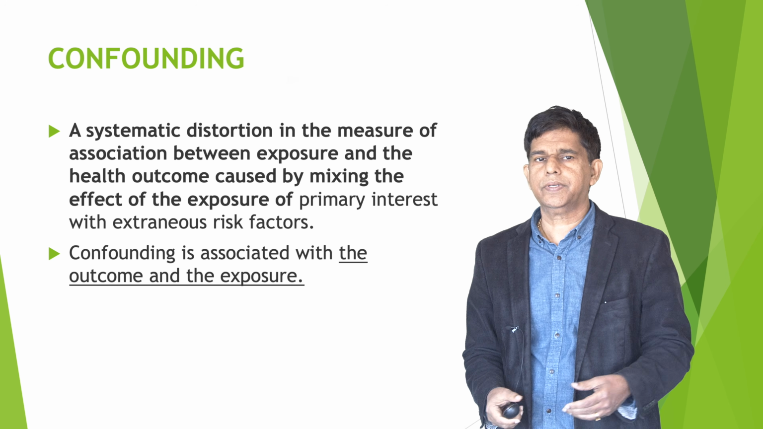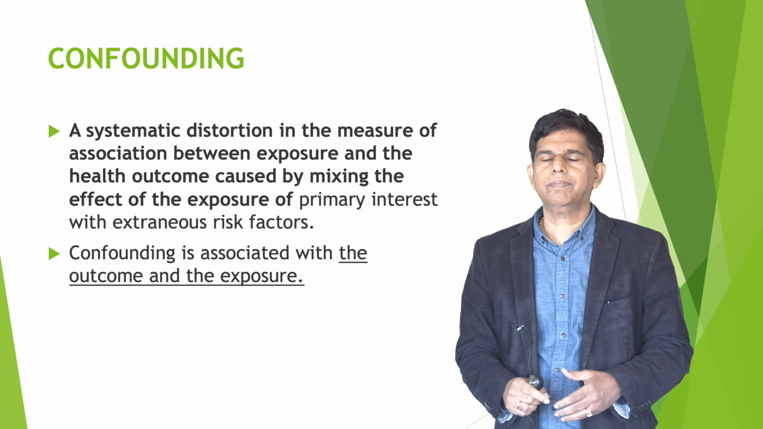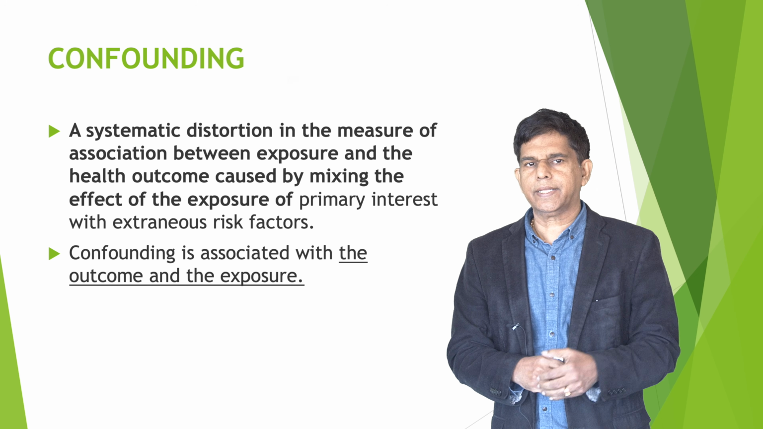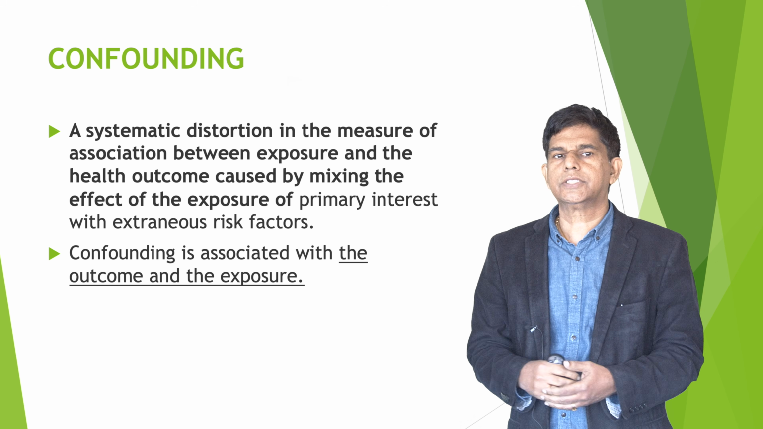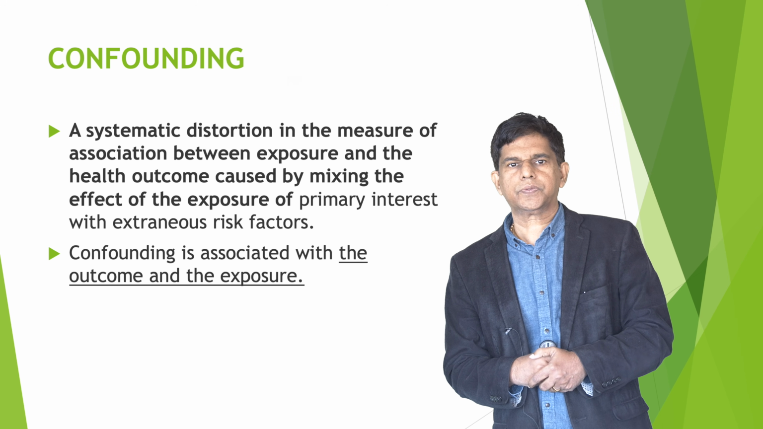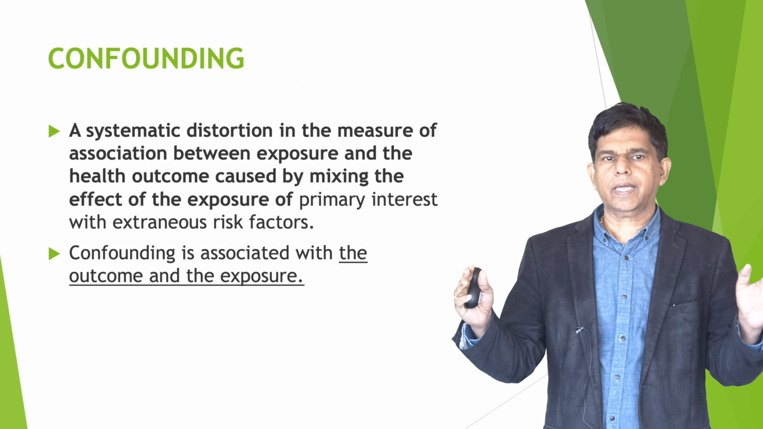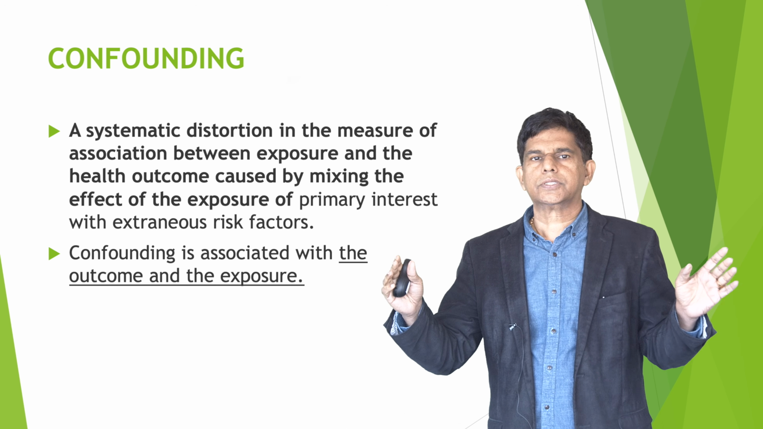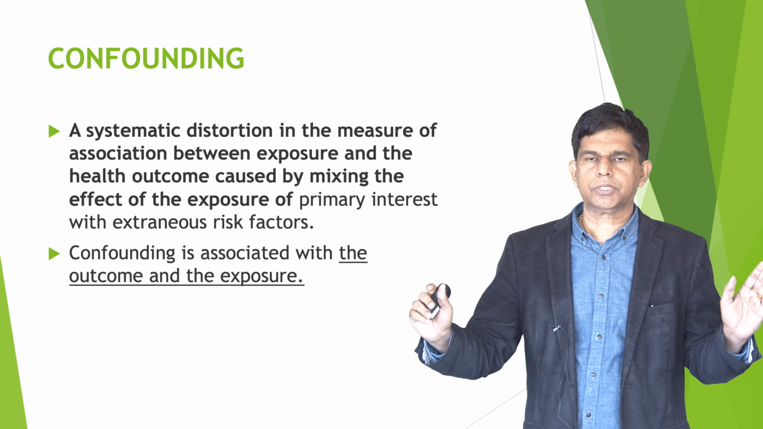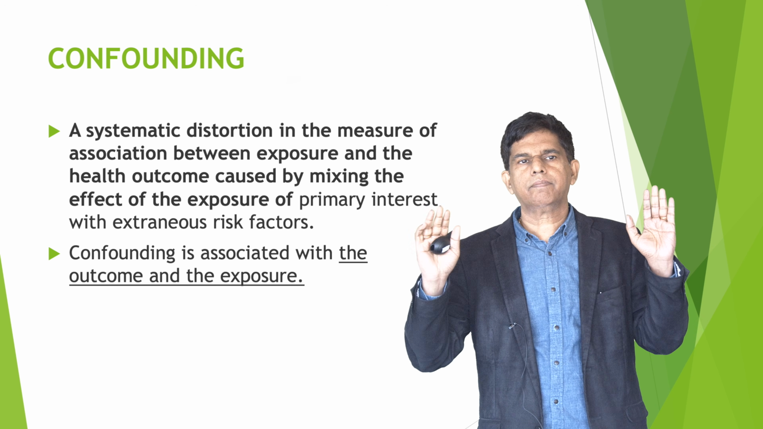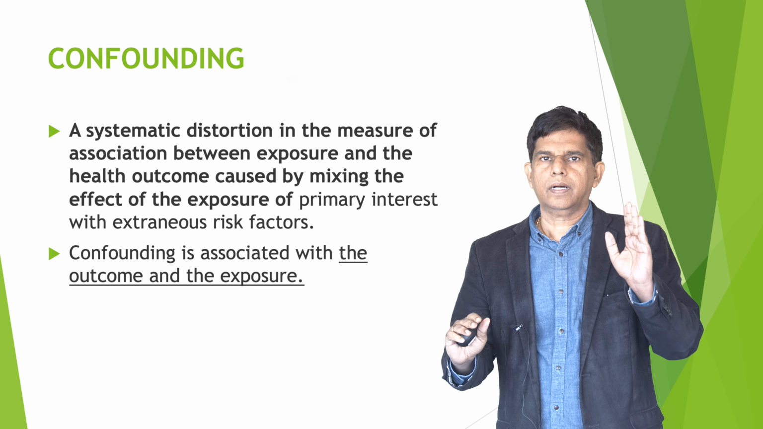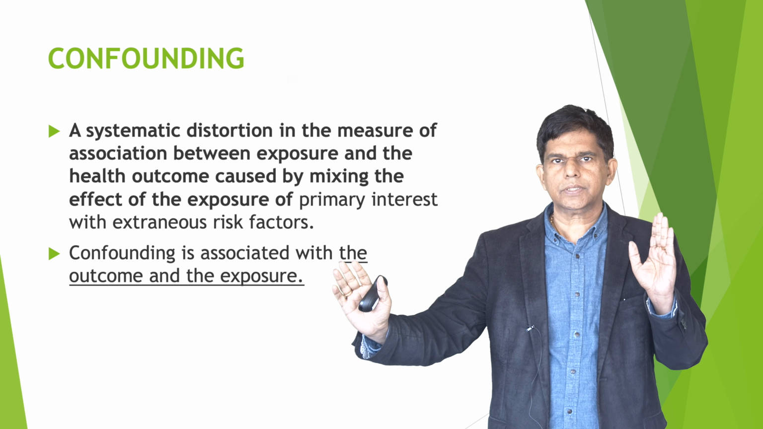So what is confounding? Definition of confounding: a systematic distortion in the measure of association between exposure and the health outcome caused by mixing the effect of the exposure of primary interest with an extraneous risk factor. So what is an example of this? The other thing is that a confounder is associated with the outcome and the exposure. Let's say lung cancer and smoking. Smoking is the exposure, lung cancer is the outcome.